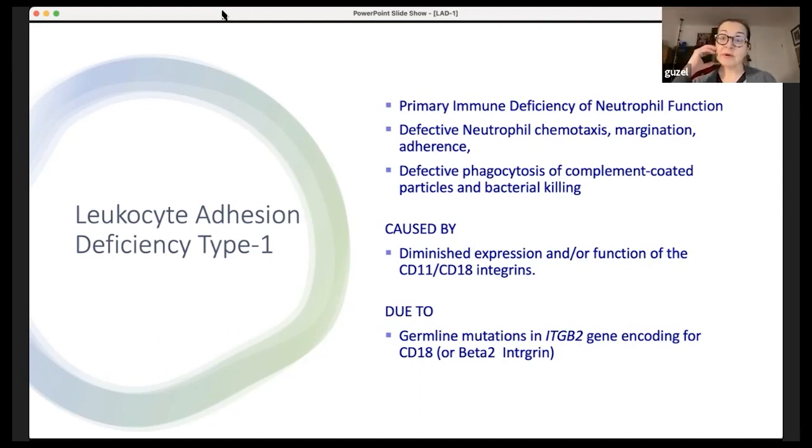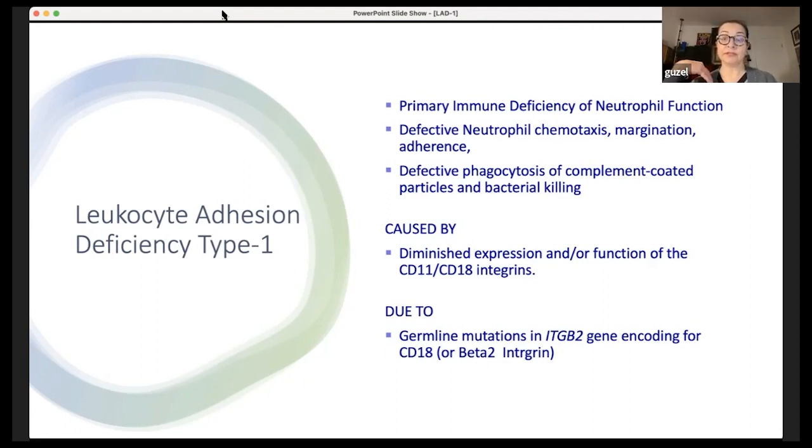It's a primary immune deficiency of neutrophil function. Neutrophils are not absent in circulation, but neutrophils are absent in the tissues. If you ask some immunologists, they call LAD1 a neutropenia, lack of neutrophils in the tissues, because neutrophils stay in the circulation. They do not get to the site of infection, or have a hard time getting to the site of infection or inflammation in the tissues.